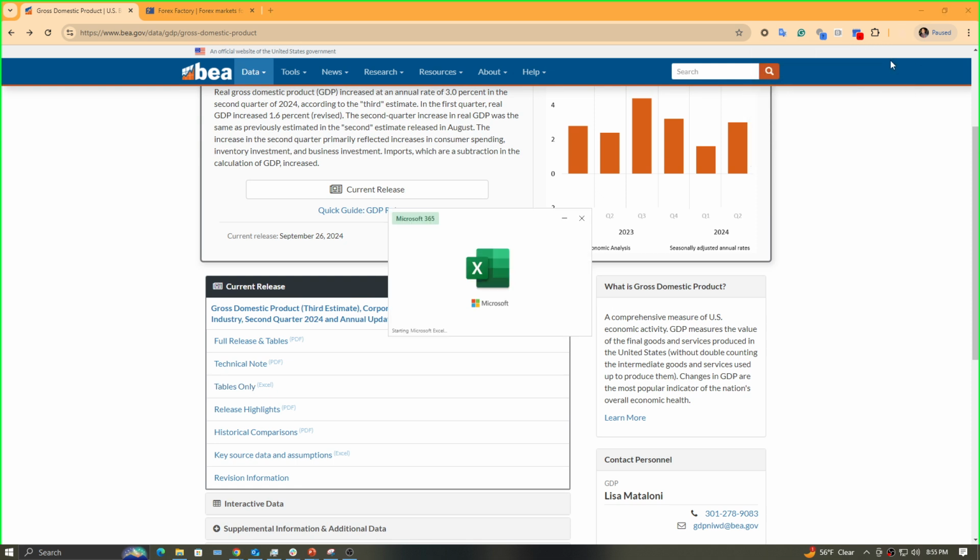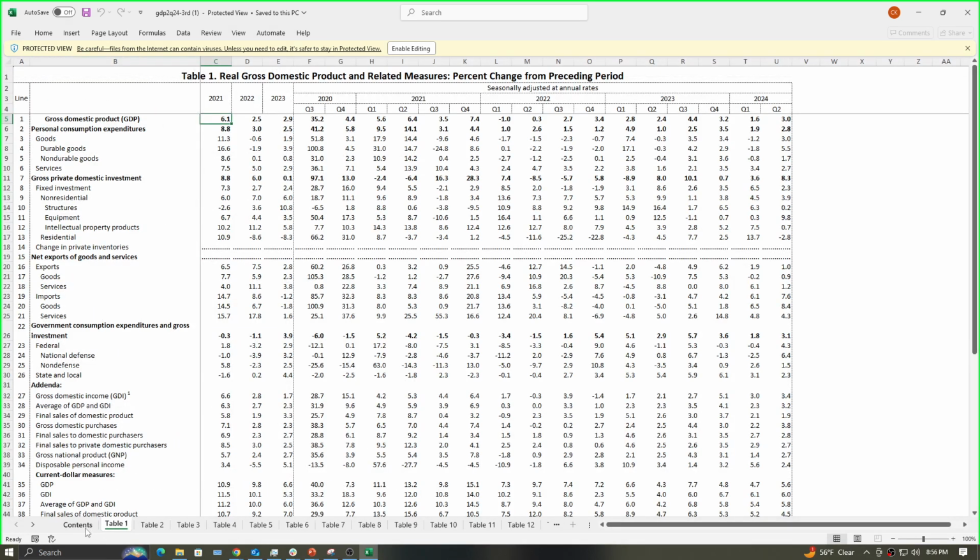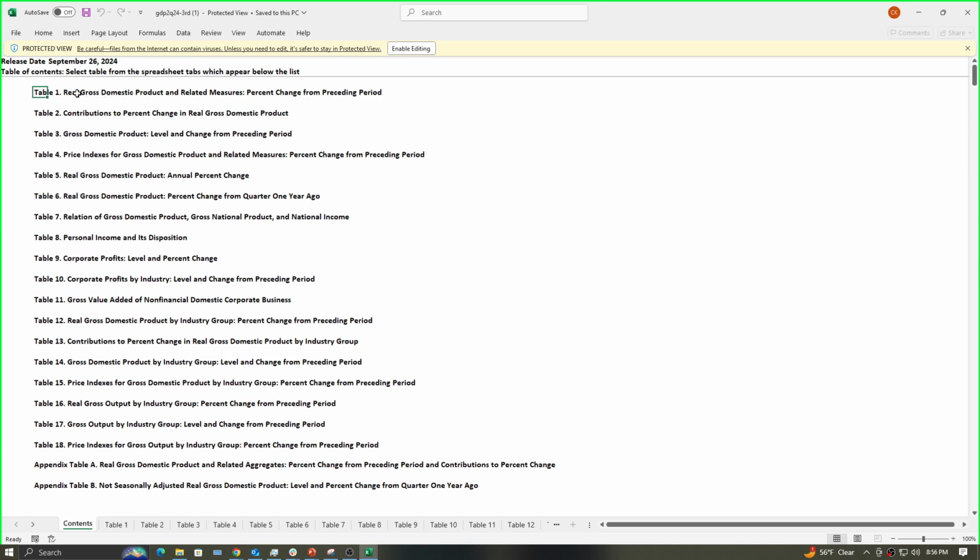So it's an Excel file. All right, so what you want to do is just go to table 1. Boom. So here's the content. Table 1. It's going to show you real gross domestic and related measures, right? So remember I told you guys, if consumer sentiment or consumer spending is 70%, I just want to dive a little deeper into that and just take a peek, right?